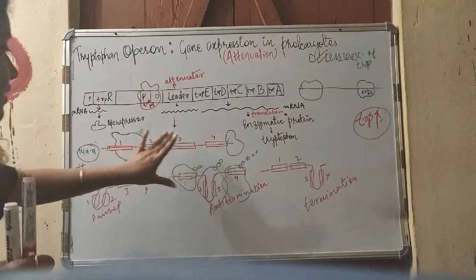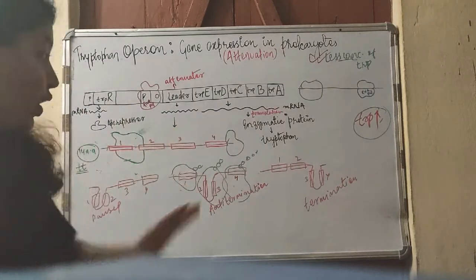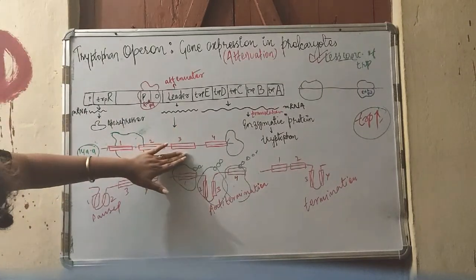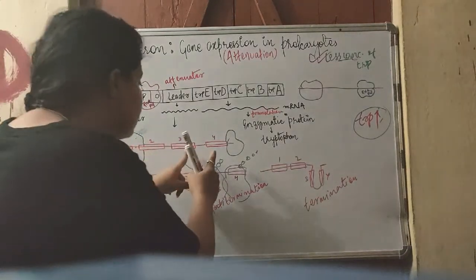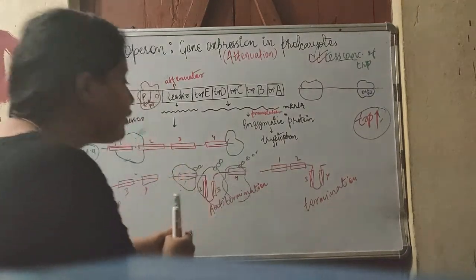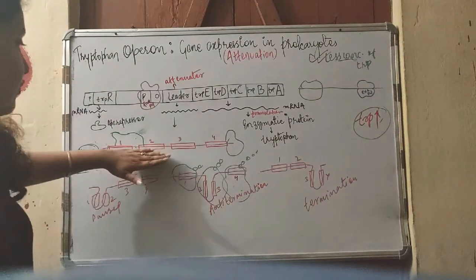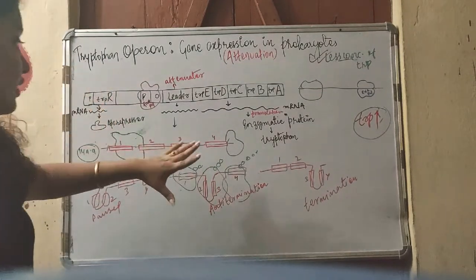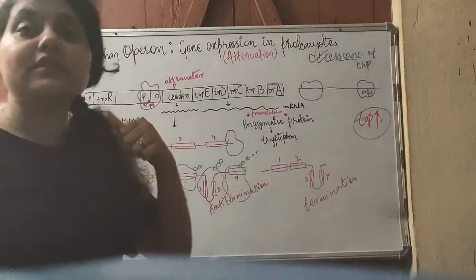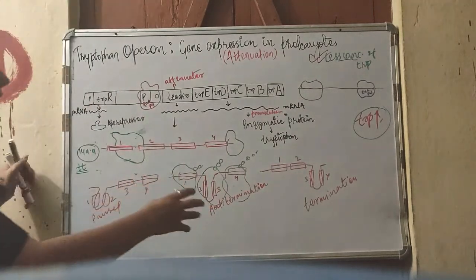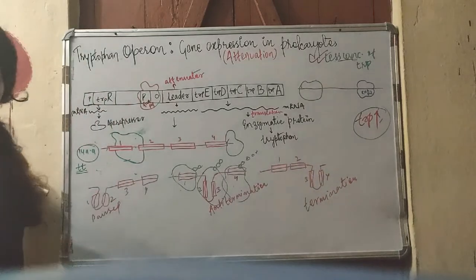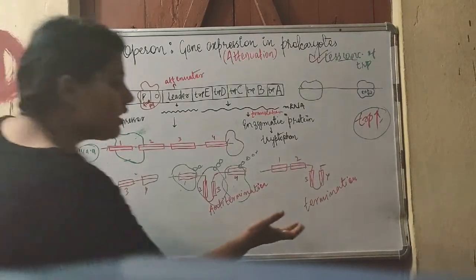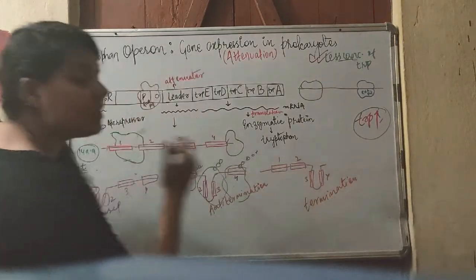Means sequence 3 is not vacant now. When sequence 2 is not vacant, sequence 3 has every possibility to pair with 4. Since sequence 2 is not free, sequence 3 can now bind with sequence 4. Right? When sequence 3 and sequence 4 form a hairpin loop, then what happens? They form a termination hairpin loop.